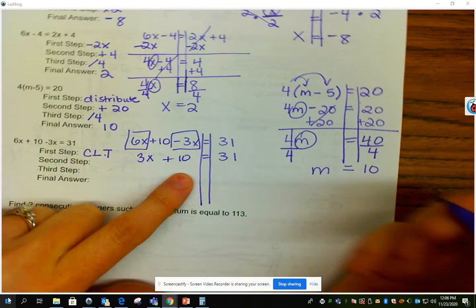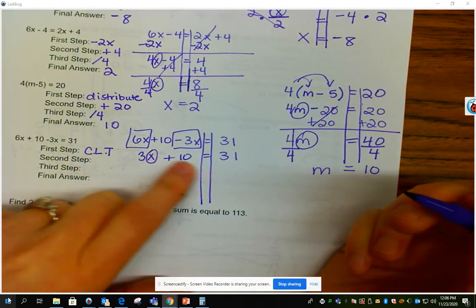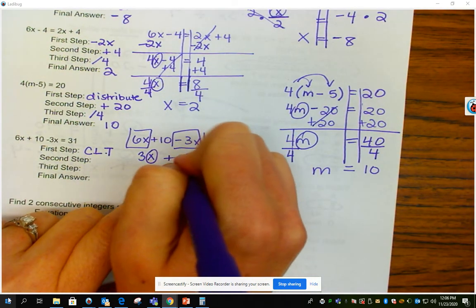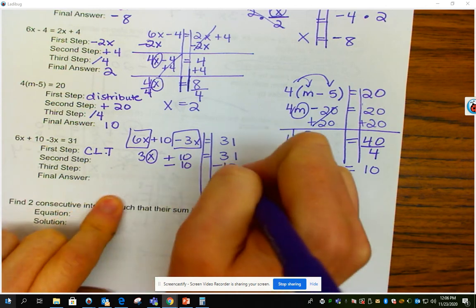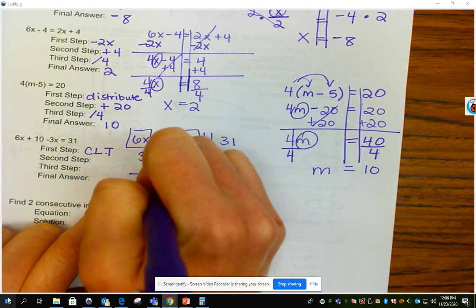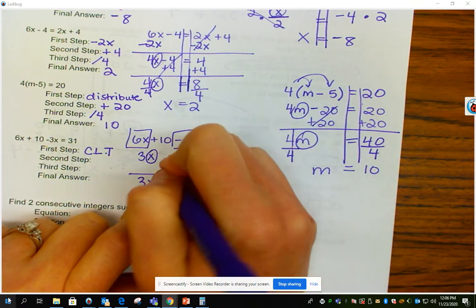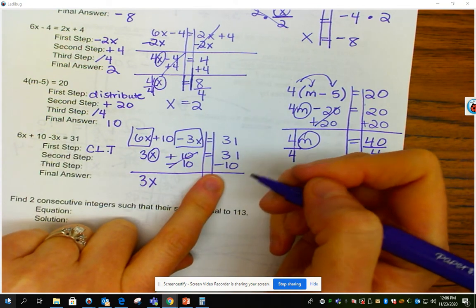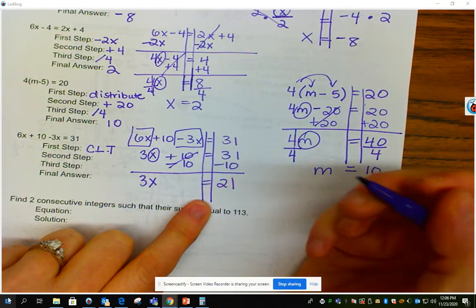Okay, then now we're looking on the side with the variable. What can I add or subtract away? Subtracting 10. So 3x comes down. 10 minus 10 cancels. 31 minus 10 is 21.